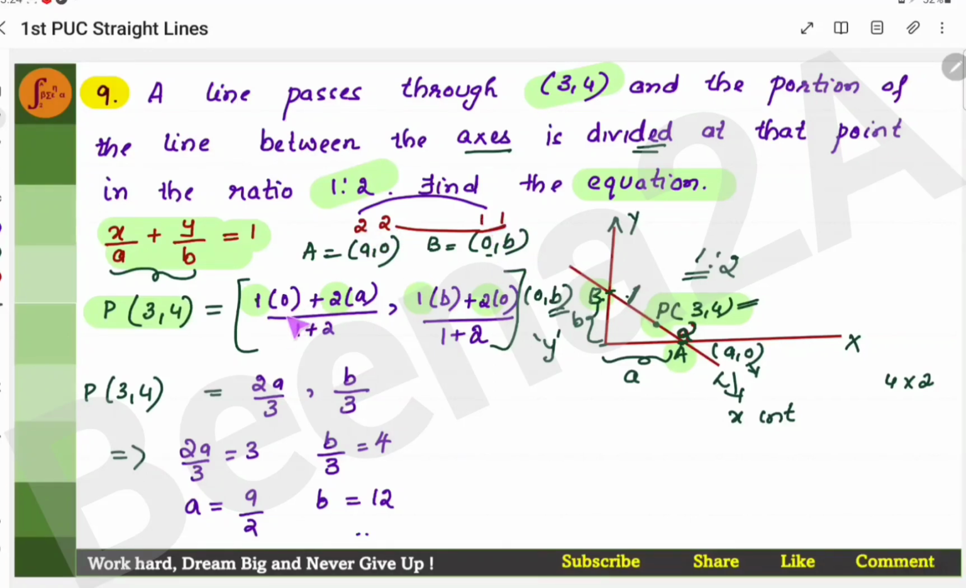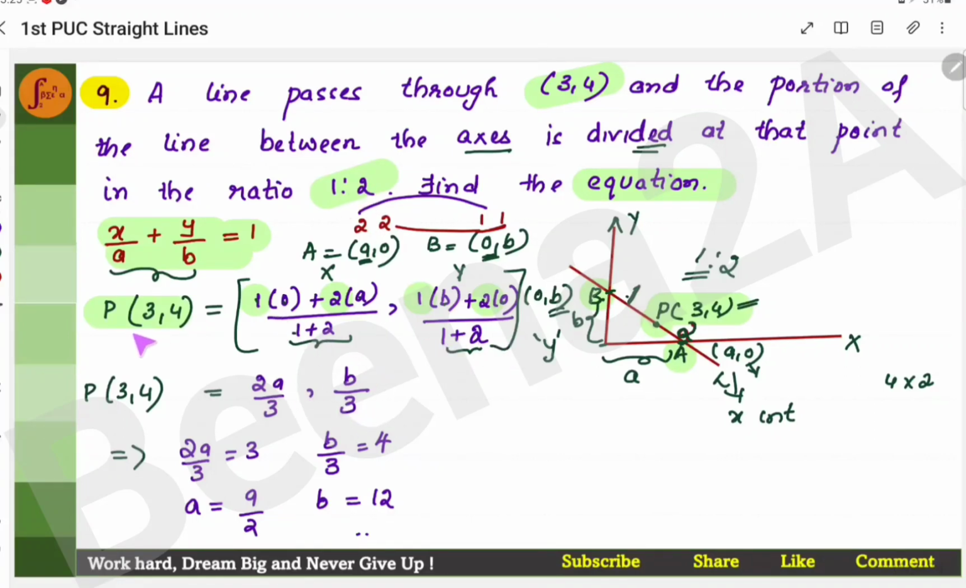In this coordinate you put only the x values. So what are the x values here? X values are 0 and a. So populate 0 and a. Here this is nothing but y values. This is x, this is y. So what are y values here? b and 0. And then here in the denominator you add the ratio, 1 plus 2. Then you simplify.